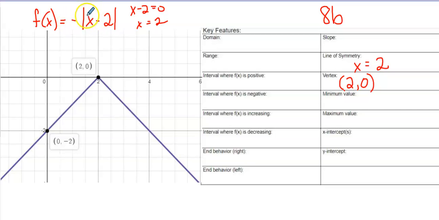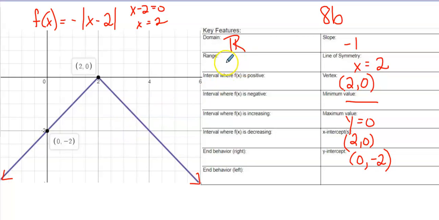The slope is the absolute value of b times a. A is negative 1, so the slope is negative 1. The minimum, it doesn't have one. It has a maximum at y equals 0. The x-intercept is 2, 0. The y-intercept is down here at 0, negative 2. The domain is all real numbers. The range is, I've got to put my arrows, the range is negative infinity to 0.